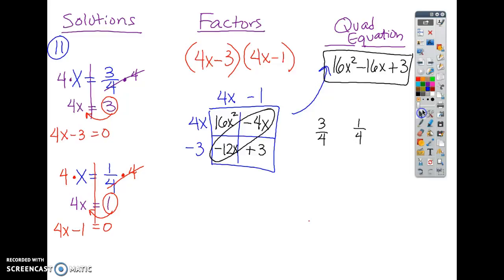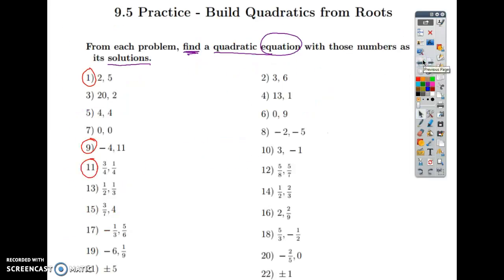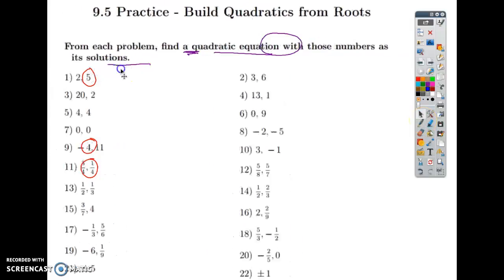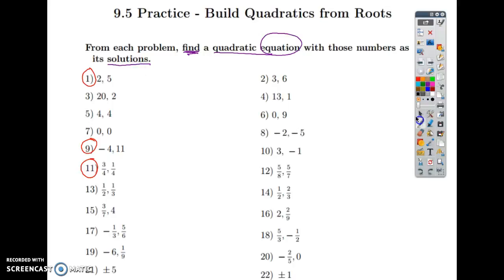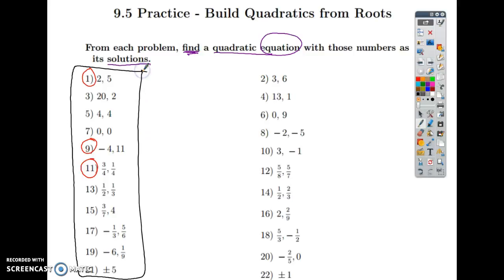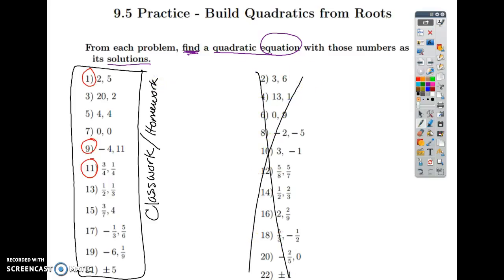Okay, so what are you doing for homework? In class and for homework, you are doing all of these problems on the left. So this is your classwork/homework if you don't finish. Do not do the right side yet. Don't even cross it out. Just don't do it yet. We'll probably do this tomorrow.